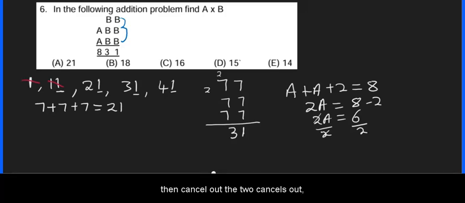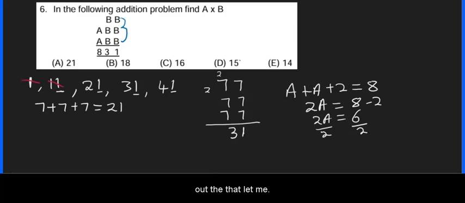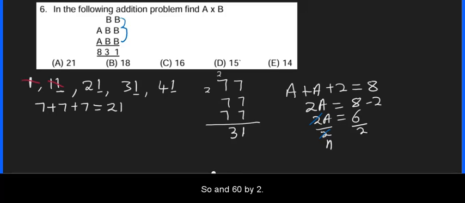then cancel out, the 2 cancels out, which I don't like to cancel out that way. I prefer using a different color for canceling out that. I like red or with blue, doesn't matter as long as canceling out with different colors. So, 6 divided by 2, it is 3. Now I can put 3 there and put 3 there.